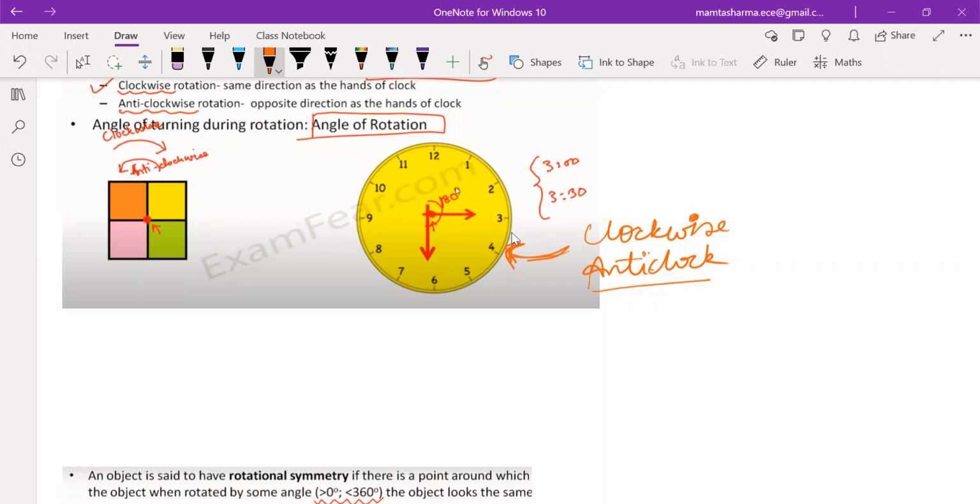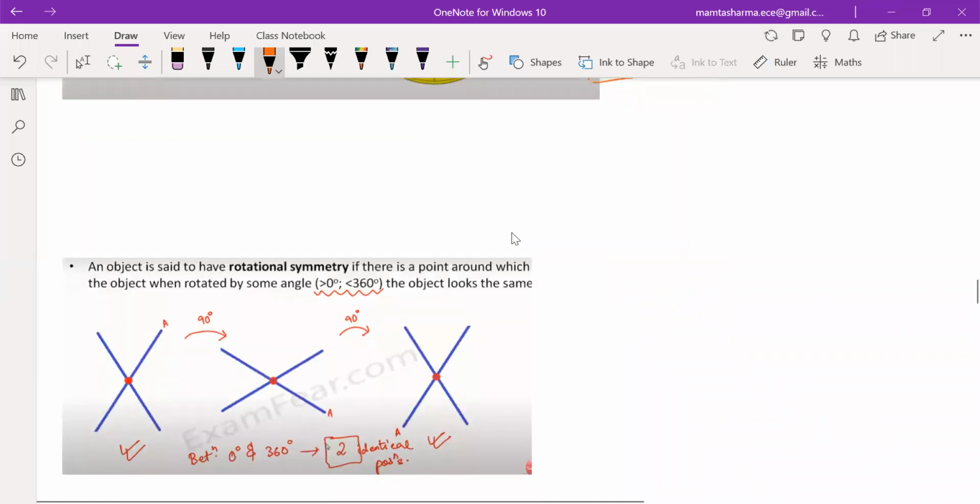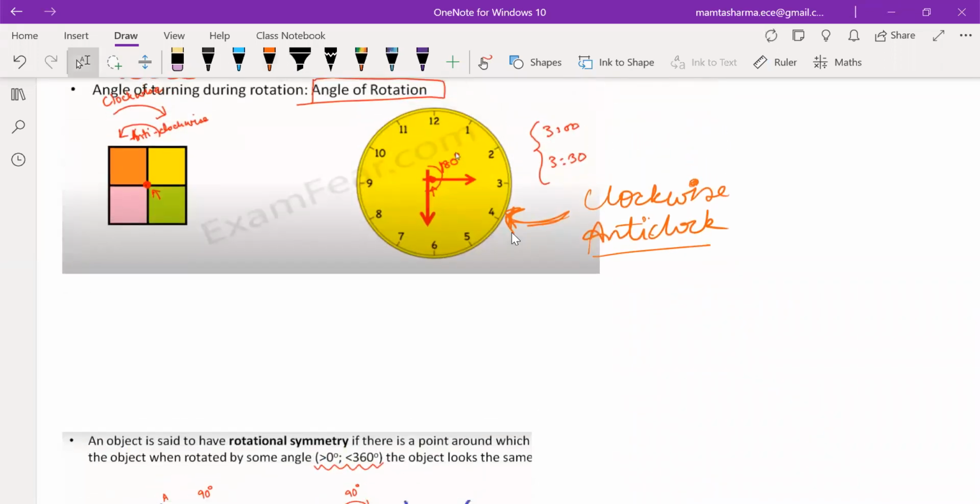If we are rotating according to how the minute hand and hour hand move in a clock, if we move our object in the same direction as the minute hand and hour hand move, then that direction would be clockwise. And opposite to the rotation of the clock and minute hand direction, that would be the anti-clockwise direction. Clear?